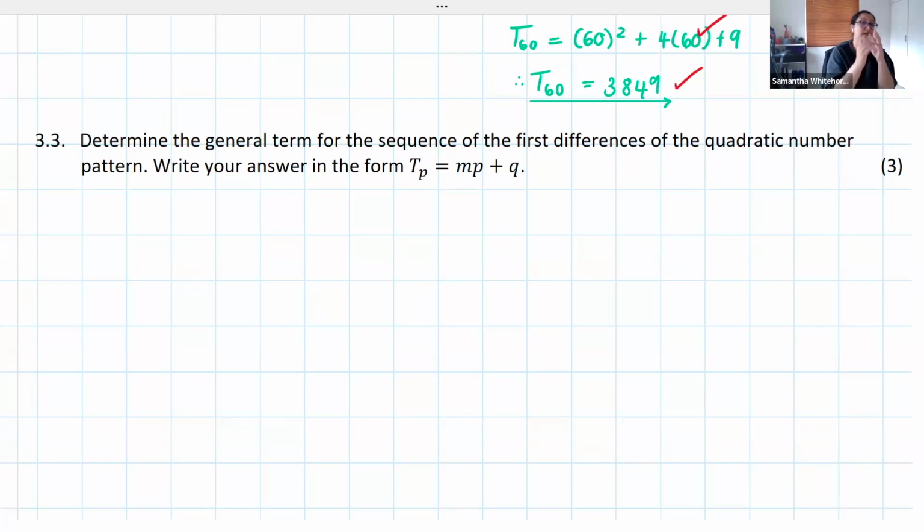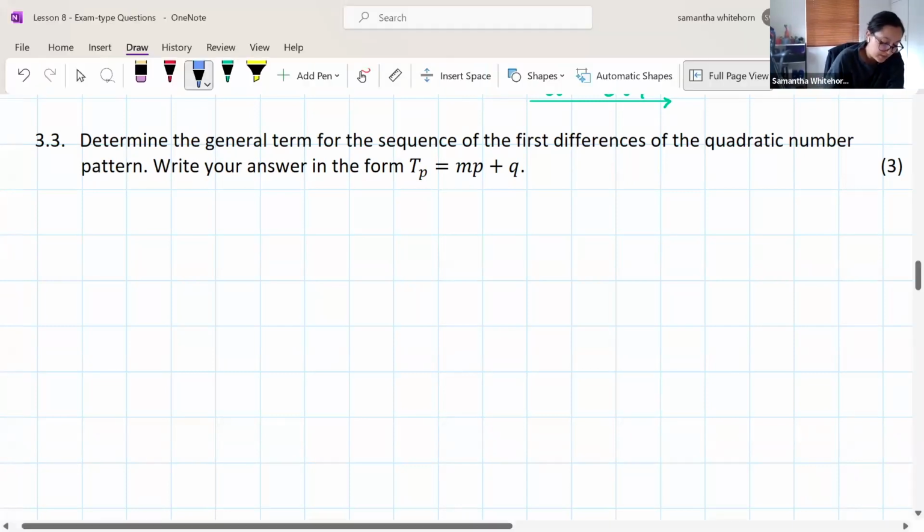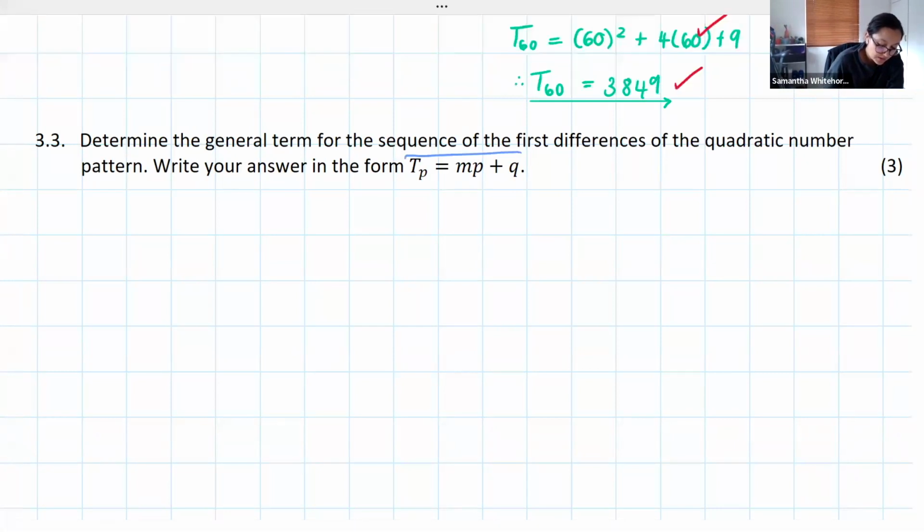Okay, so we're going to, again, unpack a few things. Firstly, this TP equals MP plus Q. All this is saying is use your TN formula for the arithmetic. The only thing that we have to remember is that we must simplify in this case, because they want essentially an n term and then a constant term. So we will have to simplify.